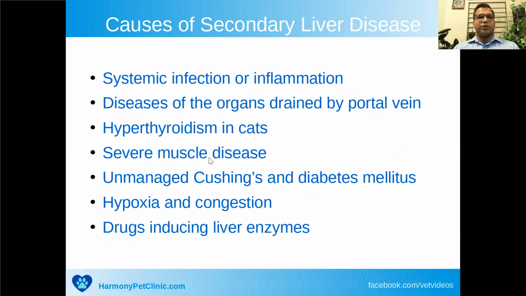Hyperthyroidism in cats, severe muscle disease, and unmanaged endocrine problems like Cushing's or hyperadrenocorticism and diabetes mellitus can also affect the liver. Hypoxia, low oxygenation, or congestion in the liver because of right-sided heart failure or hypoxia from anemia can lead to liver problems. And there are many drugs that affect liver enzymes. We'll go over some of those drugs. Steroids are the most important of those drugs.